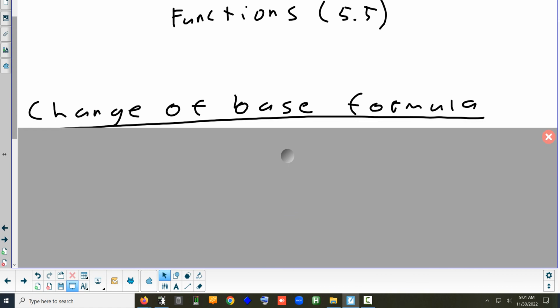All right, so sometimes we might want to deal with a logarithm that doesn't have a base 10 or a base e. So I want to show you how we can type in base 10 or base e, basically on any calculator. It doesn't even have to be a graphing one.